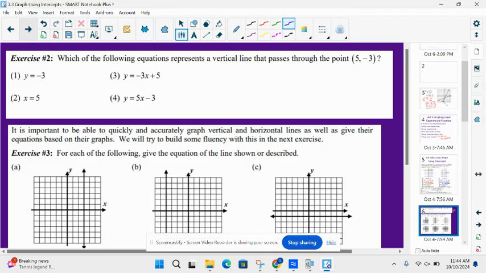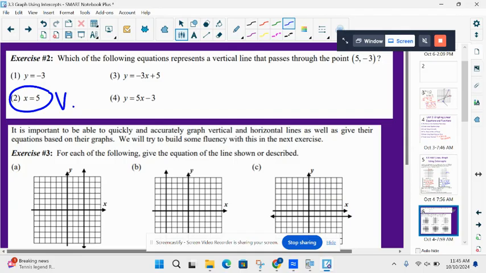So which of the following represents a vertical line that passes through the point 5, -3? Which one is vertical? Evans. Yes, number 2. Okay. So yeah, it's this one.